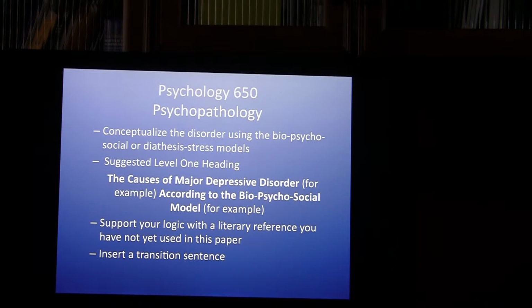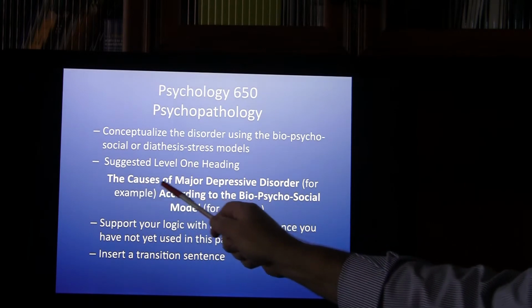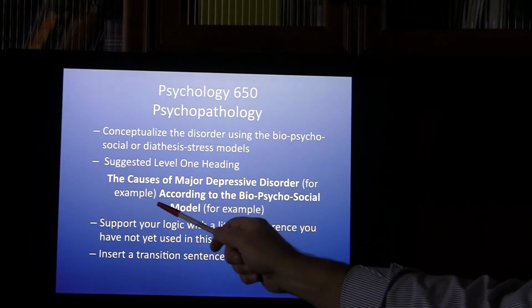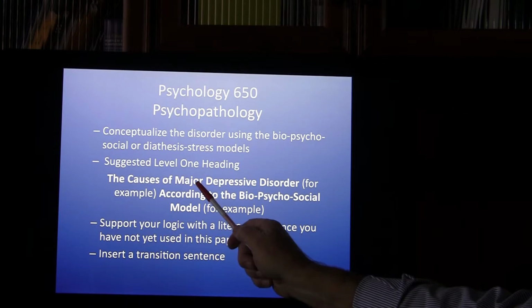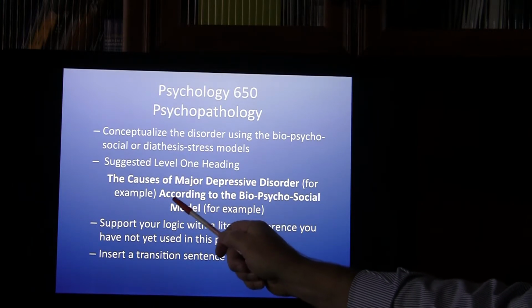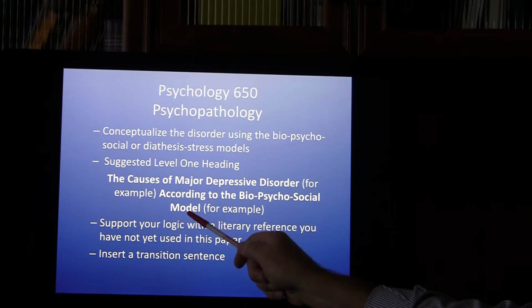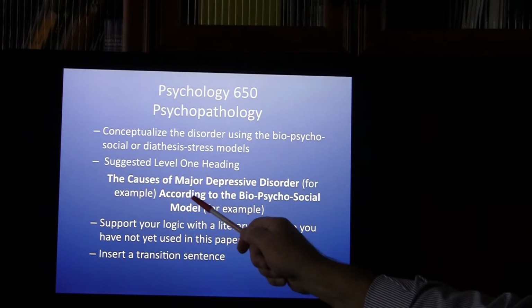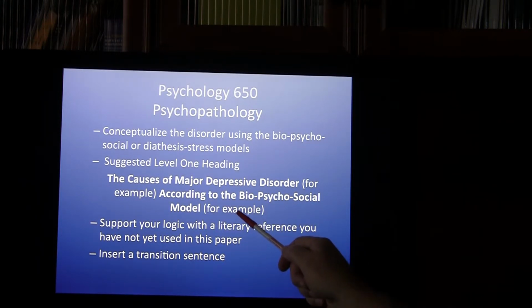The next objective reads, conceptualize the disorder using the biopsychosocial or diathesis stress models. The suggested level 1 heading would read like this. The causes of major depressive disorder, for example, I could put in there bipolar 1, I could put in there cyclothymic, according to the biopsychosocial model, for example. Or I could put according to the diathesis stress model, your choice. And then support your logic with a literary reference you have not yet used in this paper. And conclude this objective with a transition sentence leading the reader into the next objective.